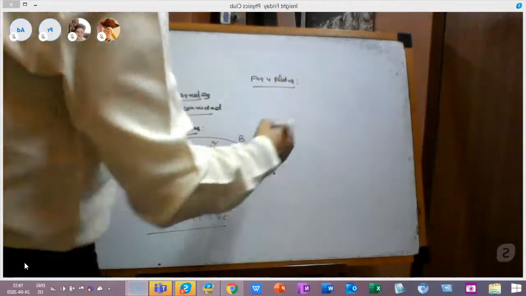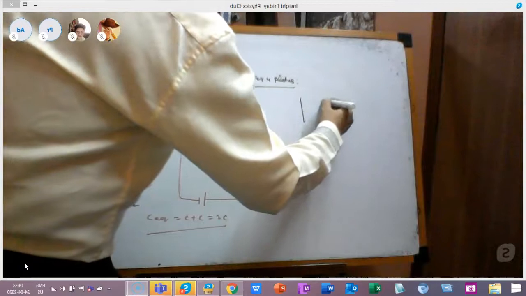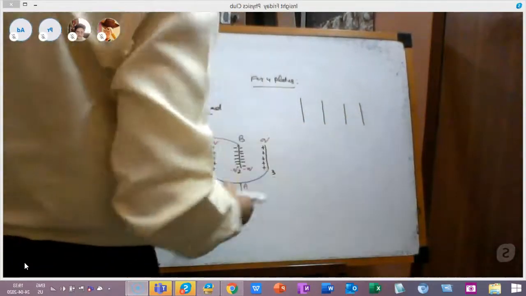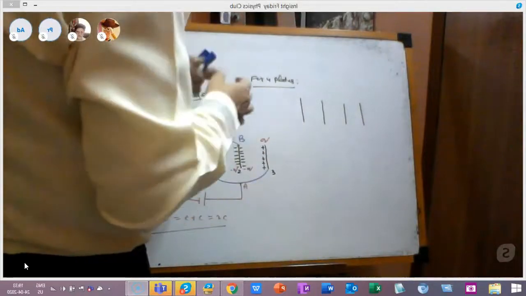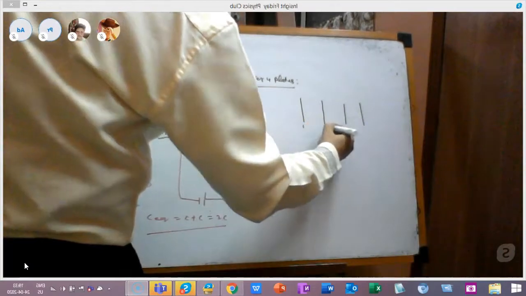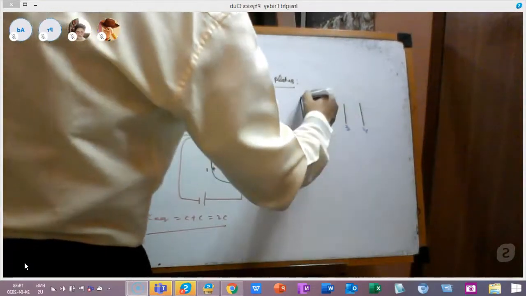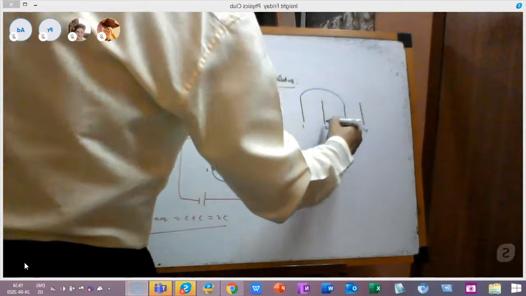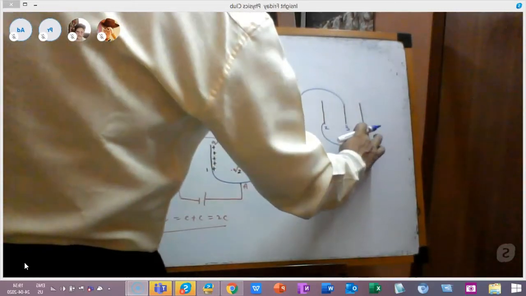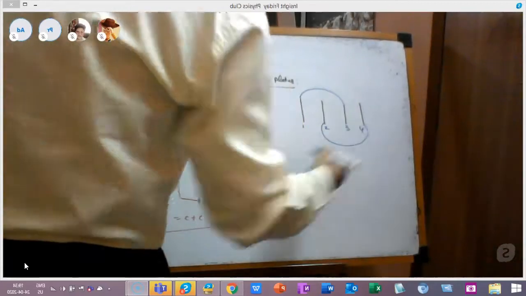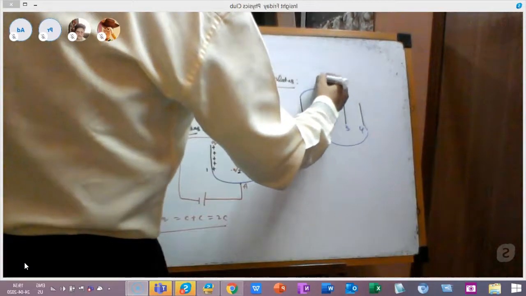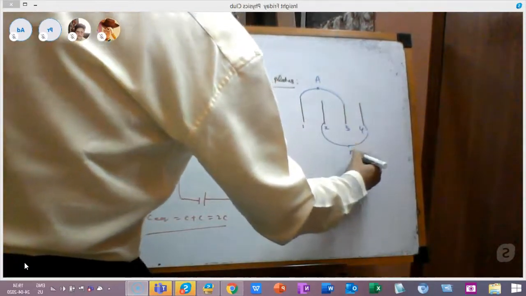For 4 plates, if we do, alternate plates are joined. So alternate plates are, you are naming the plates as 1, 2, 3, 4, 1 and 3 joined by wire, 2 and 4 joined by wire. Okay. Now your problem is to find the equivalent capacitance between these 2 points.